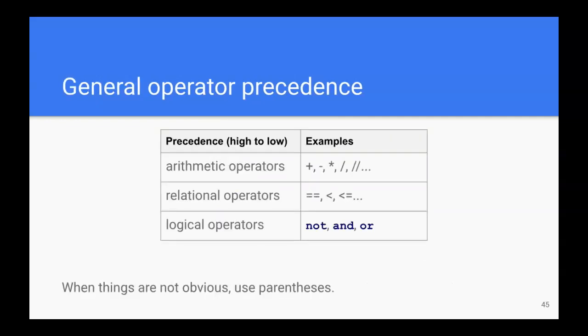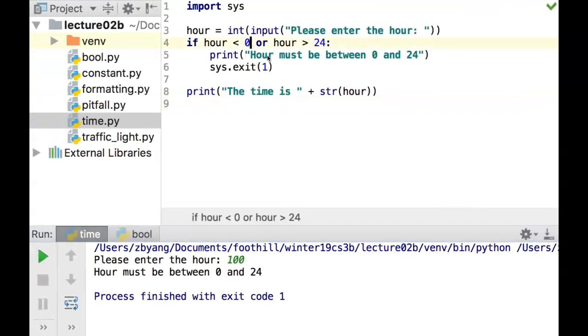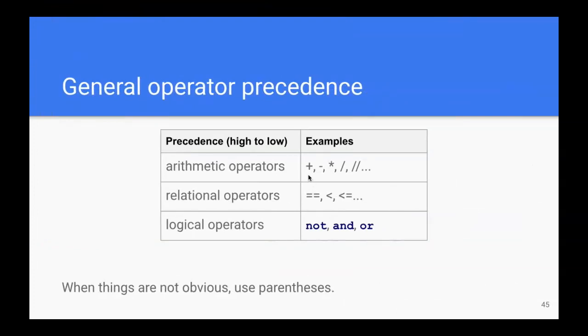Okay, one more thing about operator precedence in general. As it turns out, and you might have noticed this when I was writing my code, things like hour less than 0 actually take precedence over the logical operators, right? For another example, hour greater than 24 is evaluated before the logical operators. The arithmetic operators such as plus, minus, multiply, division have precedence over the relational operators such as equal, less than, greater than, etc. I think in my other video I called these comparison operators. Well, that's not wrong. I think the more formal name is relational operators.